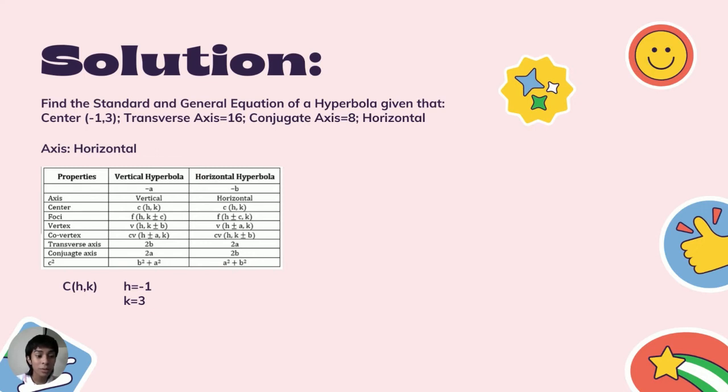And now, we will have to find the value of a and b. So for finding the value of a, we will use the transverse axis. So 2a is equal to transverse axis. The value of the transverse axis is 16. So 2a is equal to 16, divide both sides by 2, a is equal to 8. So the a value is 8.